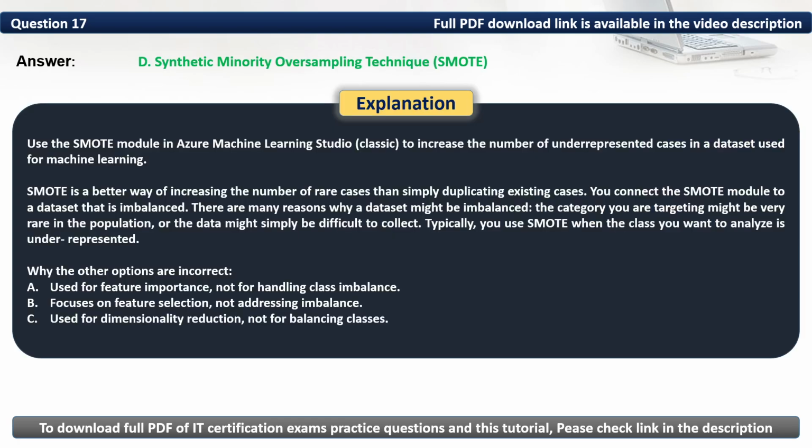Use the SMOTE module in Azure Machine Learning Studio to increase the number of underrepresented cases in a dataset used for machine learning. SMOTE is a better way of increasing the number of rare cases than simply duplicating existing cases. You connect the SMOTE module to a dataset that is imbalanced. There are many reasons why a dataset might be imbalanced. The category you are targeting might be very rare in the population, or the data might simply be difficult to collect. Typically, you use SMOTE when the class you want to analyze is underrepresented.